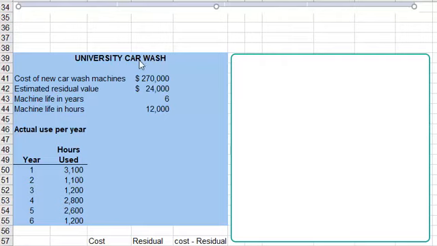We have University Car Wash. Here is our cost of our new car wash machines. The estimated residual value, this would be the value that we expect to get as we sell it at the end of its life, which is 6 years. The machine life in hours is 12,000.